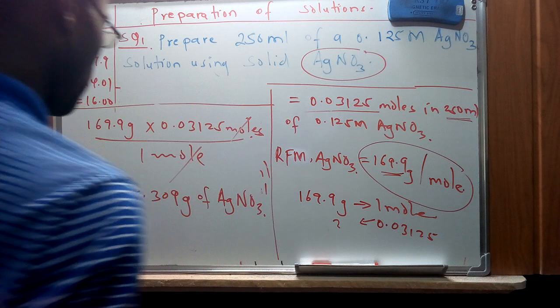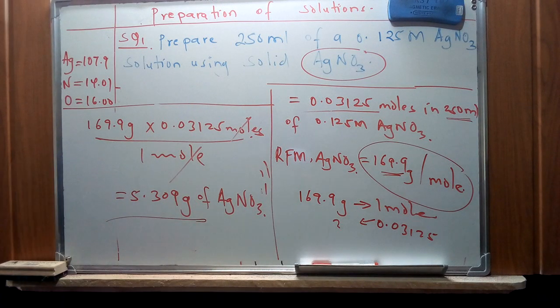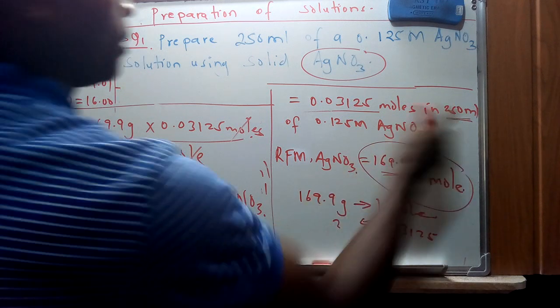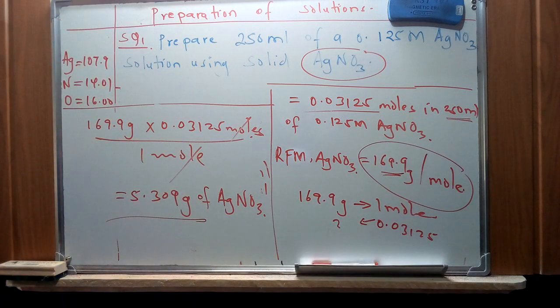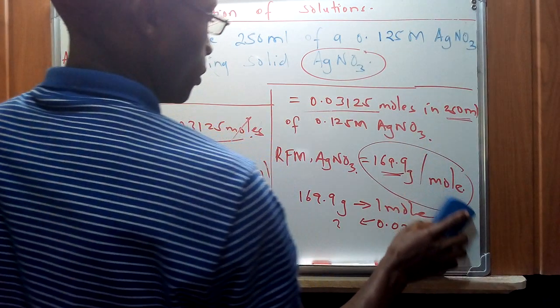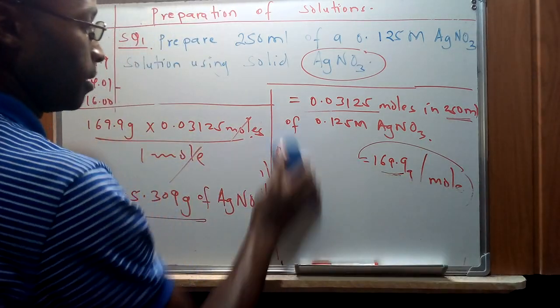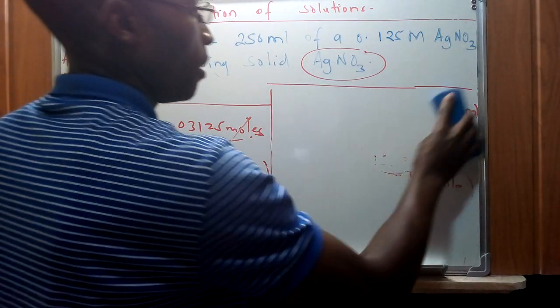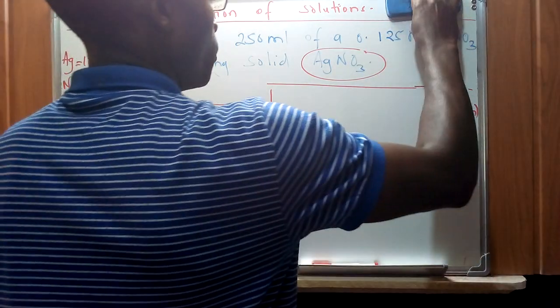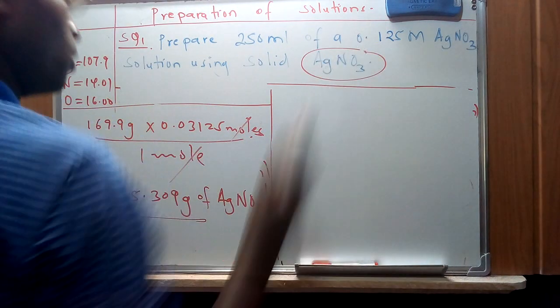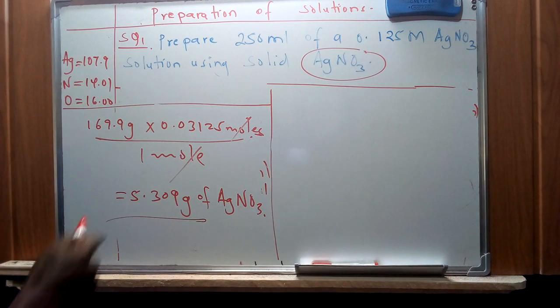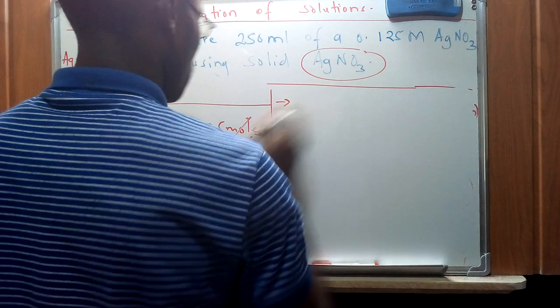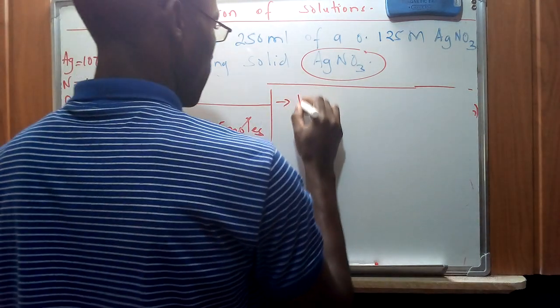using this solid. So now that we have found the quantity of the mass that is required to be used in 250 ml of silver nitrate, there's a specific procedure that we're going to use in order to prepare this particular solution of the concentration which we have been required, which is 0.125 molar. So the first step that we're going to take is to measure or weigh accurately.